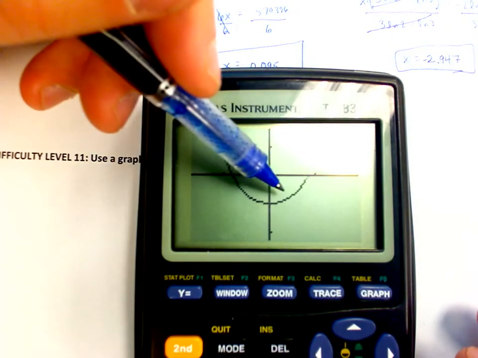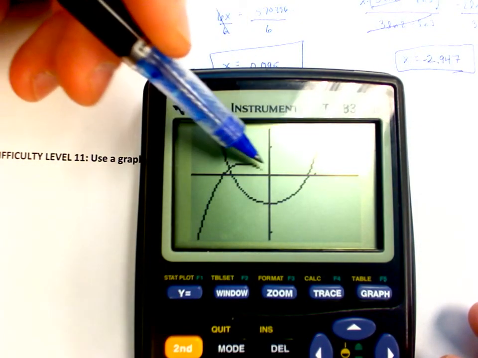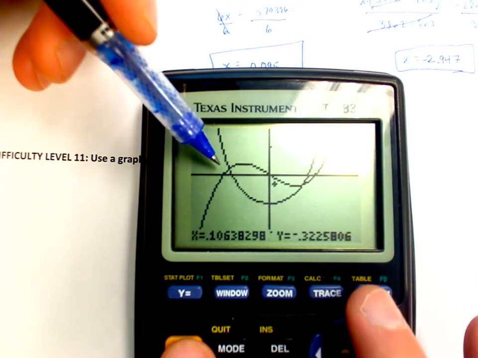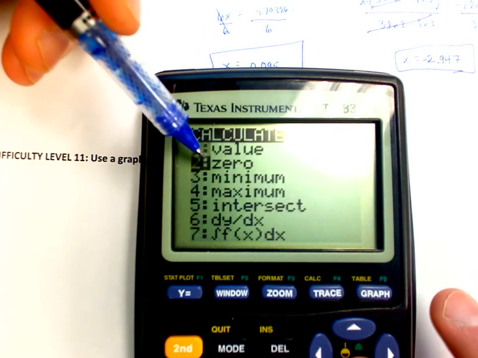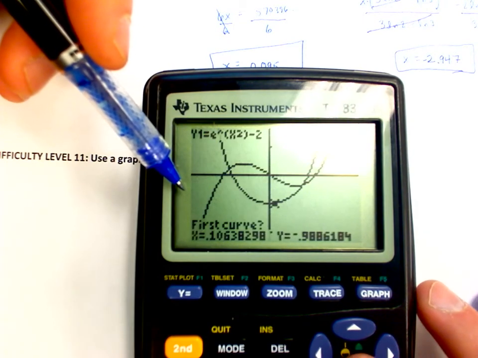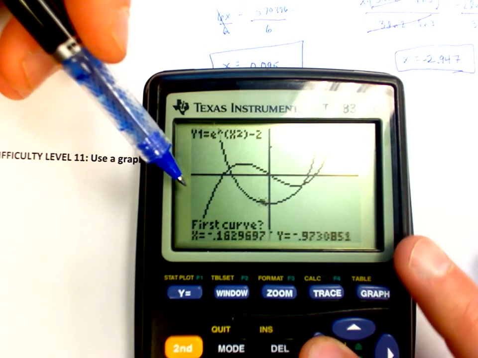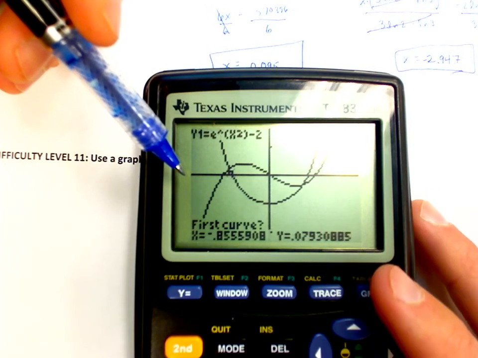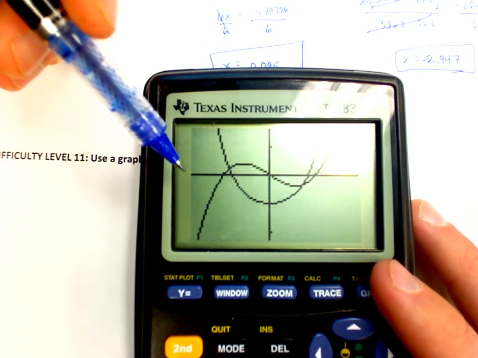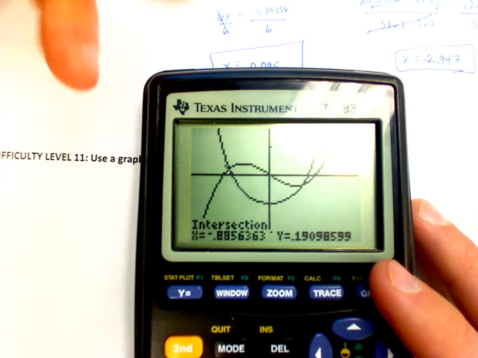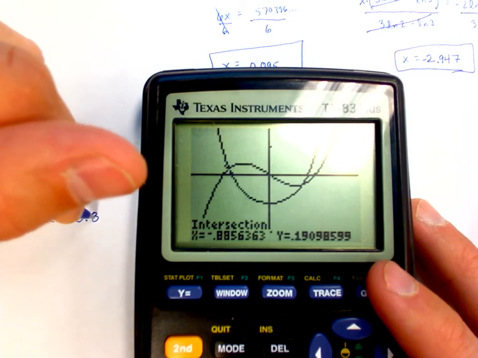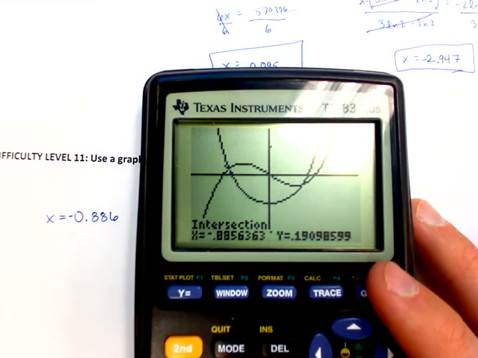There's the first one, e to the x squared minus 2. 1, 2, 2 times it meets. The two locations are, second, calculate. Find out where they intersect. The two locations where they meet are... Okay, that's pretty close. I'm going to hit enter, enter, enter 3 times in a row. Negative 0.886, it looks like, if I'm rounding to 3 decimals.